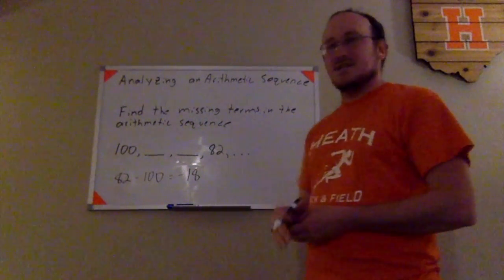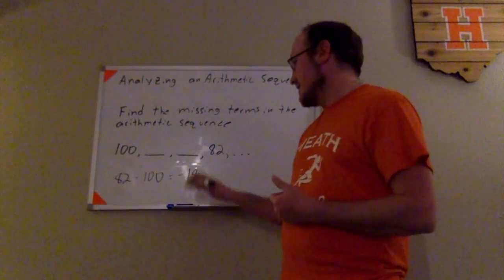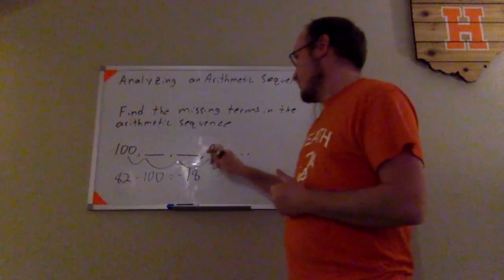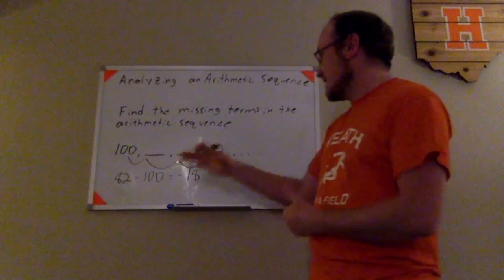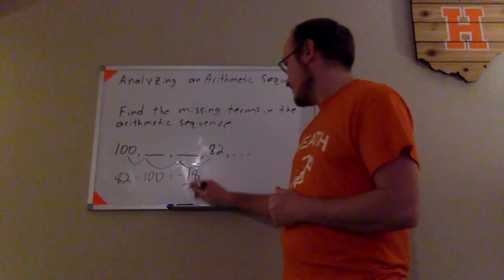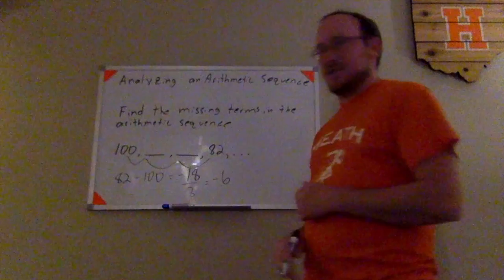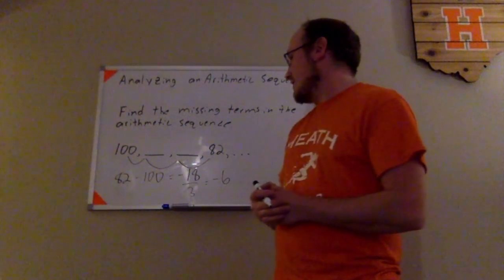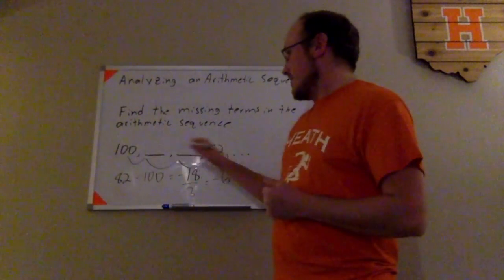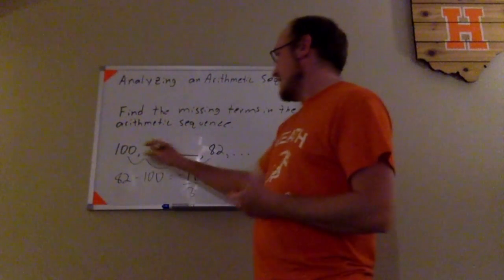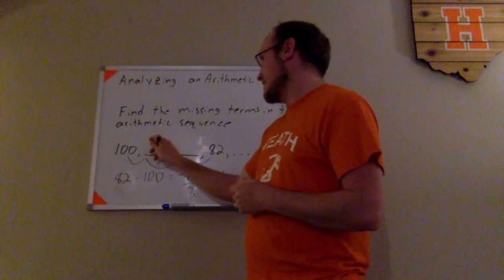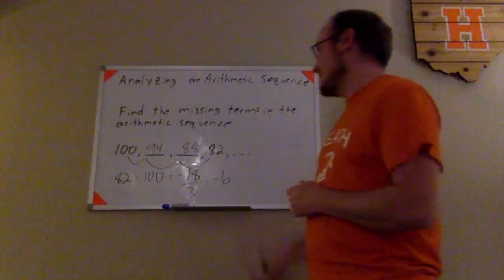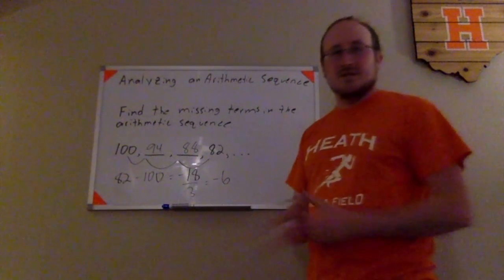So what I can do is take this total amount that I need to decrease of 18, divide it by 1, 2, 3, the number of times I would have to decrease to get all the way to 82, and get negative 6. And I can see that the common difference here is negative 6. Now that I know the common difference is negative 6, I can pretty quickly just go ahead and fill in these numbers. If I went from 100 and I went down 6, I would be at 94. And then if I went down 6 more, I would be at 88. And then 6 more puts me at the 82. So you can see that working.